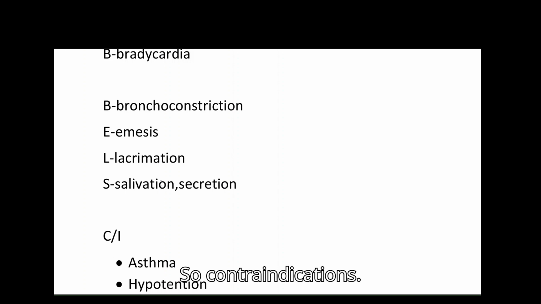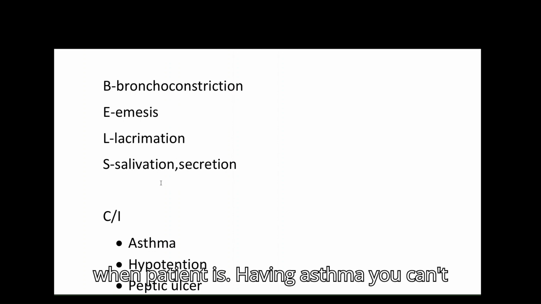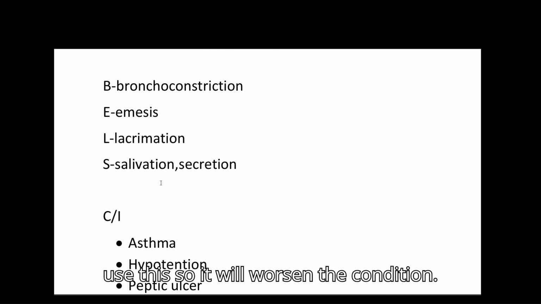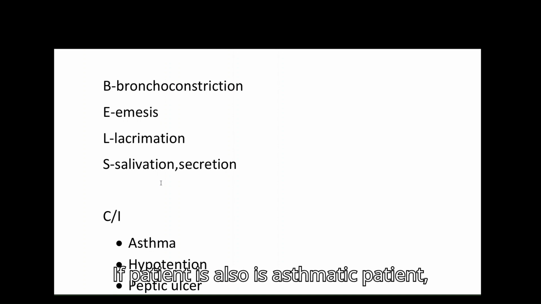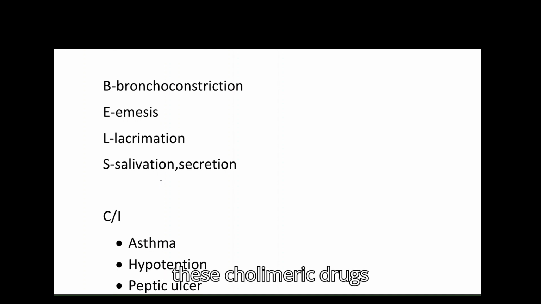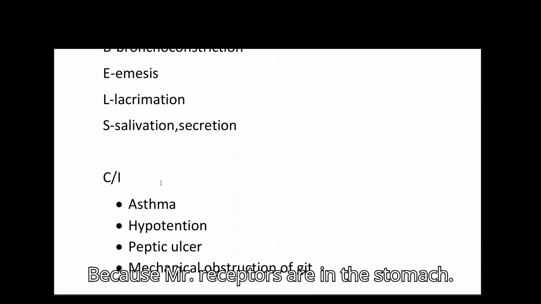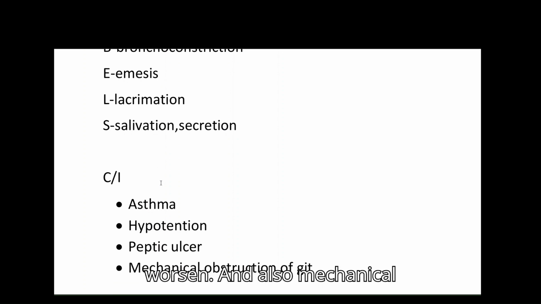Now the contraindications. This causes bronchoconstriction, so when a patient has asthma, you can't use it, as it will worsen the condition. Also peptic ulcers, mainly. Why? Because muscarinic receptors are in the stomach. When you use these drugs, it will increase intracellular calcium through the M receptors, and it will increase secretion. So peptic ulcers will be worsened.